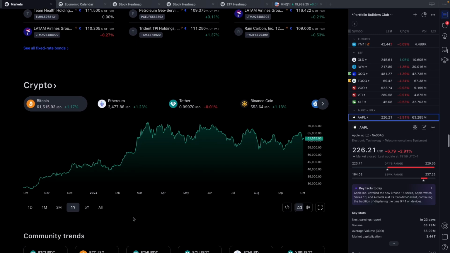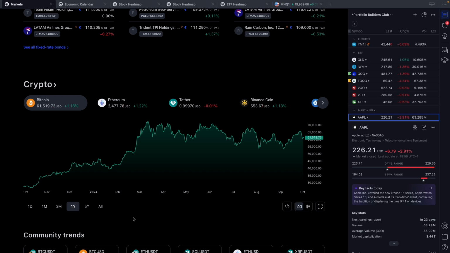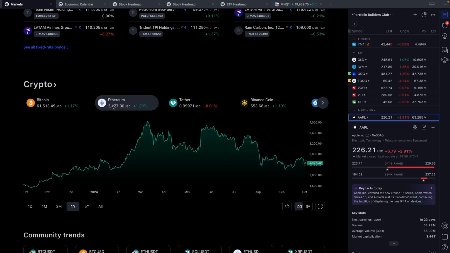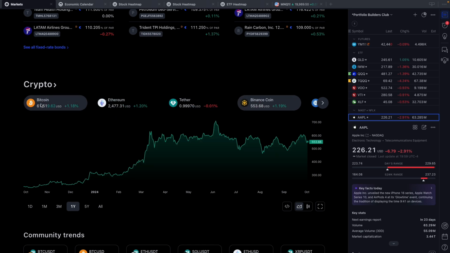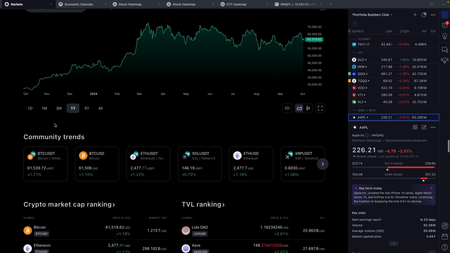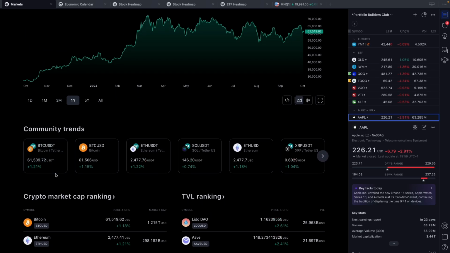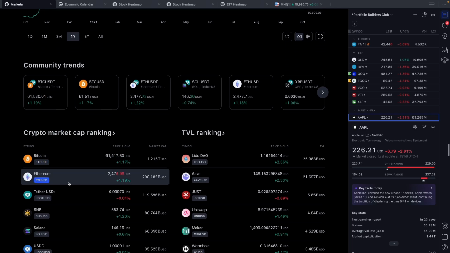So as you see, so far we're still going down the markets tab, and there's all this information at a glance. If you just sort of want to get a market update and kind of get a feel for what's going on, you want to see where Bitcoin is at in the grand scheme of things. If you want to look at Ethereum, you want to look at Tether, Binance Coin, and so on and so on. And you get into what's trending in the community. You can see Bitcoin, Ethereum, Solana, Ethereum, and XRP are top topics. You can dive deeper into that.